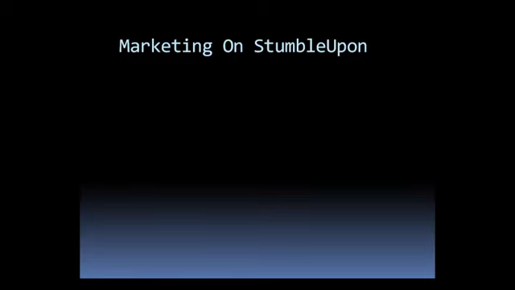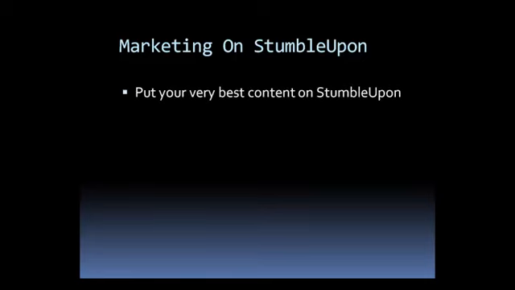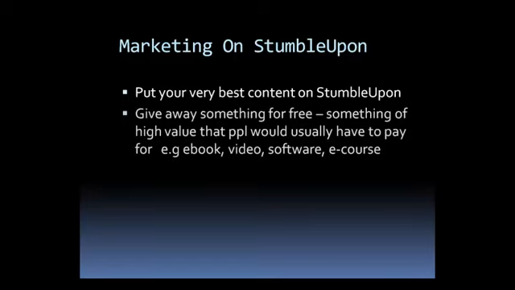Marketing on StumbleUpon. Always put your very best content on StumbleUpon. And try to give away something for free. Make sure it's something of high value that people usually have to pay for. You want to create a very good first impression. You can use things like ebooks, videos, software. You can give away an e-course, for example.